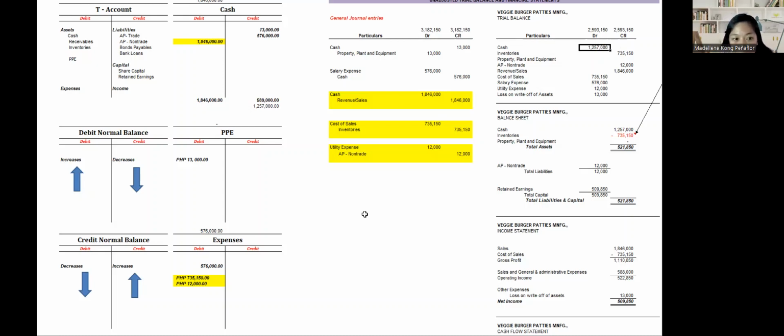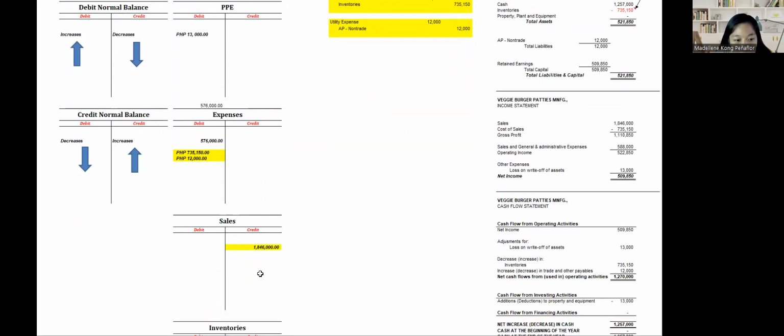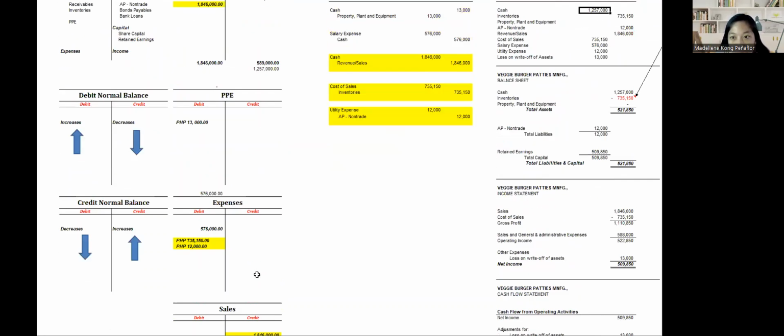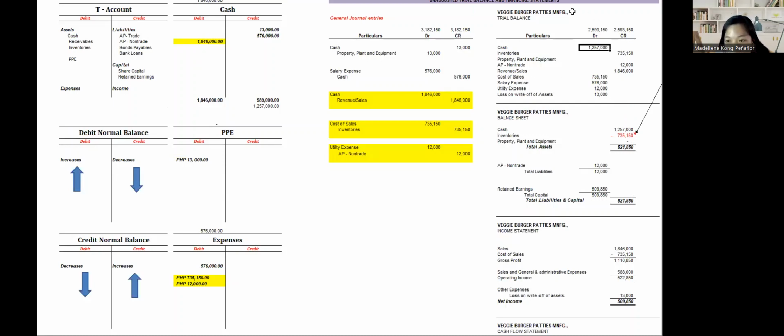And we can also do that for the other accounts, like the PPE, the expenses, sales, inventories, AP non-trade, and then we will get this portion. All right. Now, how did I put this one on a financial statement? Okay, let's do this part.